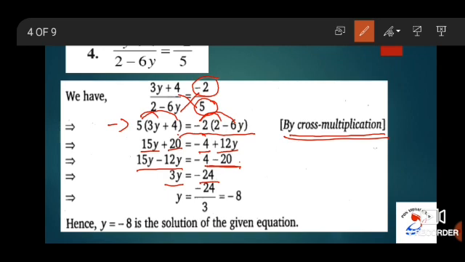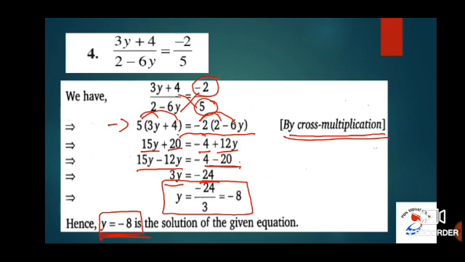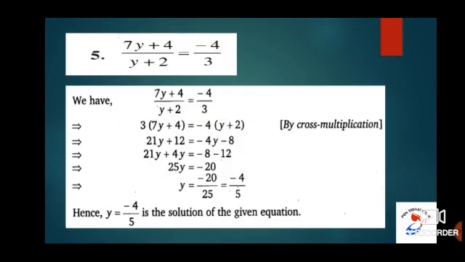So the value for y can be found out by y is equal to -24/3. That is nothing but -8. To conclude, the solution for this problem is y = -8. As I have told you, you can also check your answer by taking the value for y as -8 and substituting in the equation. This completes this problem.